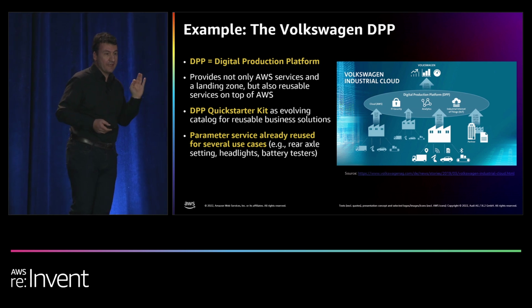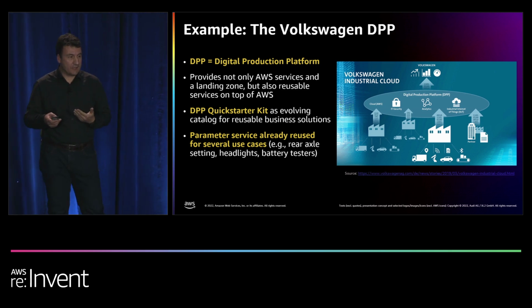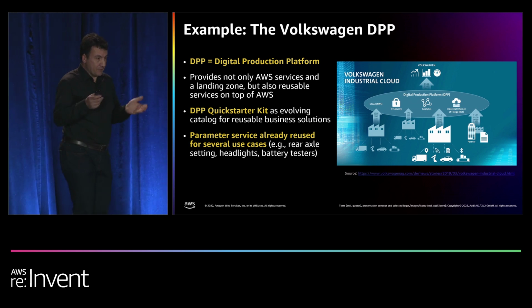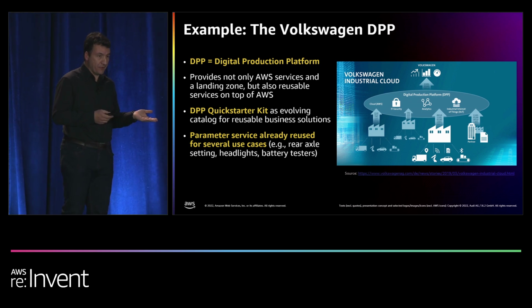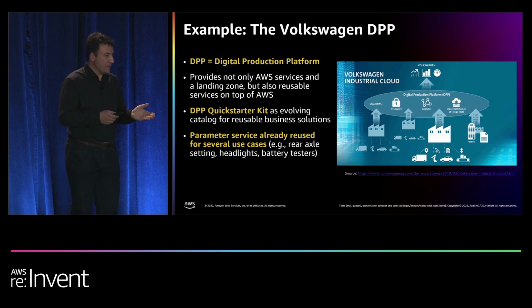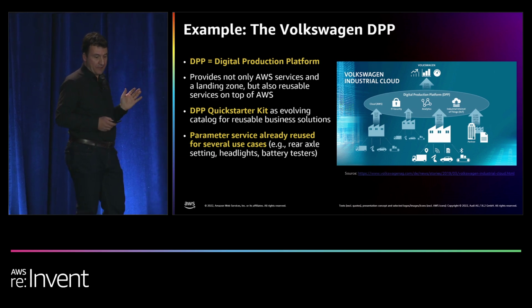And this really happened. So for example, our parameter service. Initially, it was developed to support the calibration of rear axles and headlights. But it was then also reused for other purposes. So it was deployed for battery check stations, for battery manufacturing, because the use cases that you have, parameters that need to be sent to a station or configurations, this happens quite a lot. And so this is a candidate also for this DPP Quick Starter Kit.